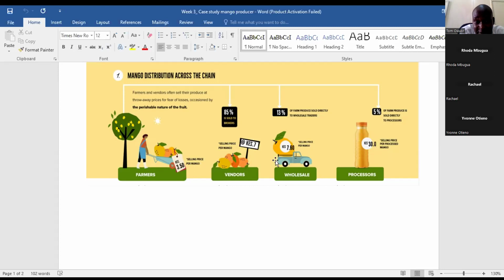That is the price at which you need to sell to this 85%. Then the other guys, because they're buying less, you give them a slightly higher price. Maybe a margin of 20%. That makes it around 6 shillings or something. Then you see how you can cascade it across those other ones.